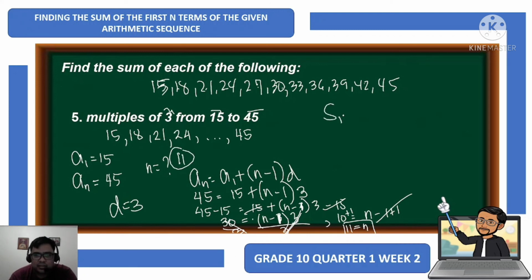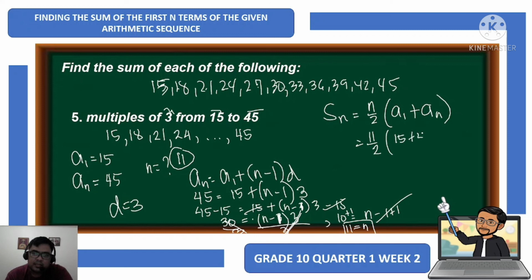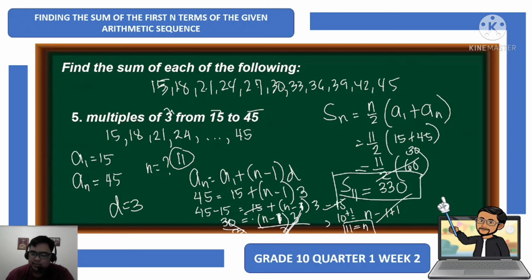So, since we know already the value of n, we can now use the formula: n over 2 multiplied by a sub 1 plus a sub n. So, just simply substitute 11 over 2 multiplied by 15 plus 45. So, that is 11 over 2 multiplied by 15 plus 45 is 60. So, cancel 60 and 2. That would be equal to 30. Then, 30 times 11. That would be equal to 330. So, that is S sub 11. So, the answer in this item is 330.